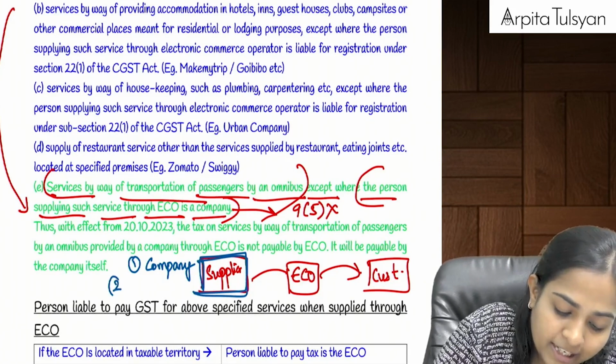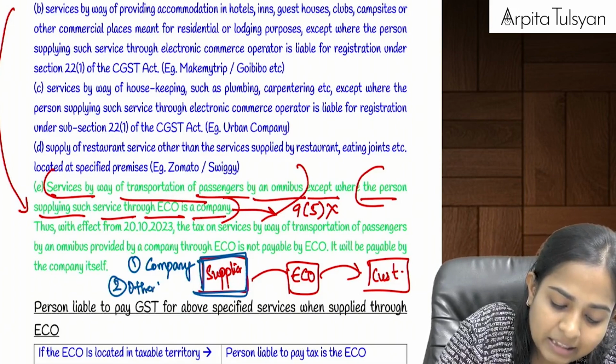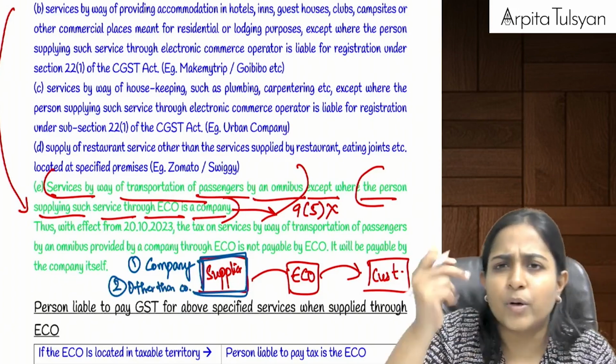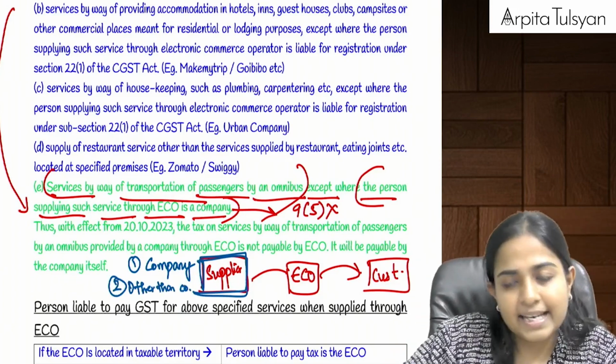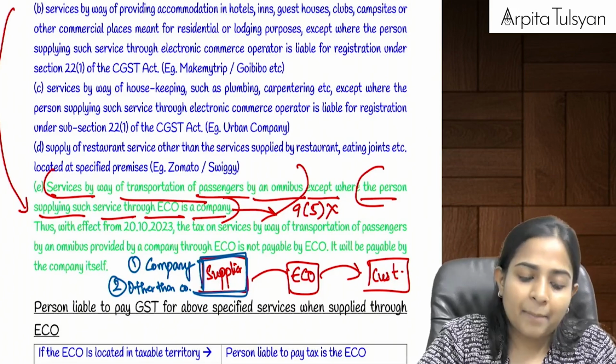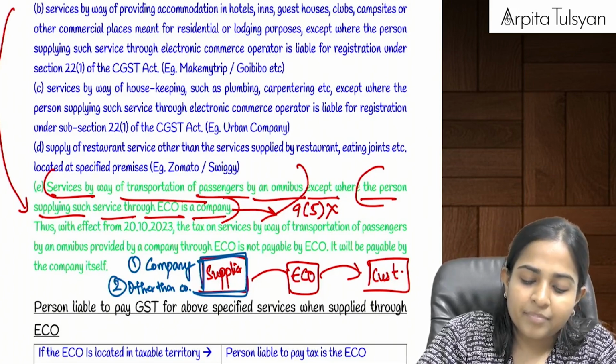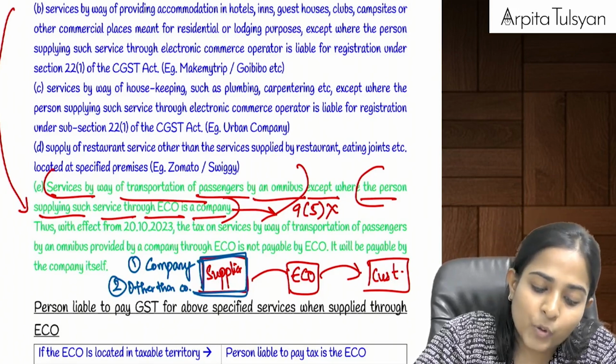But what if the supplier is other than a company? Let's say it is an individual. Then in that case, section 9(5) is normally applicable. Are you clear with this? Okay.